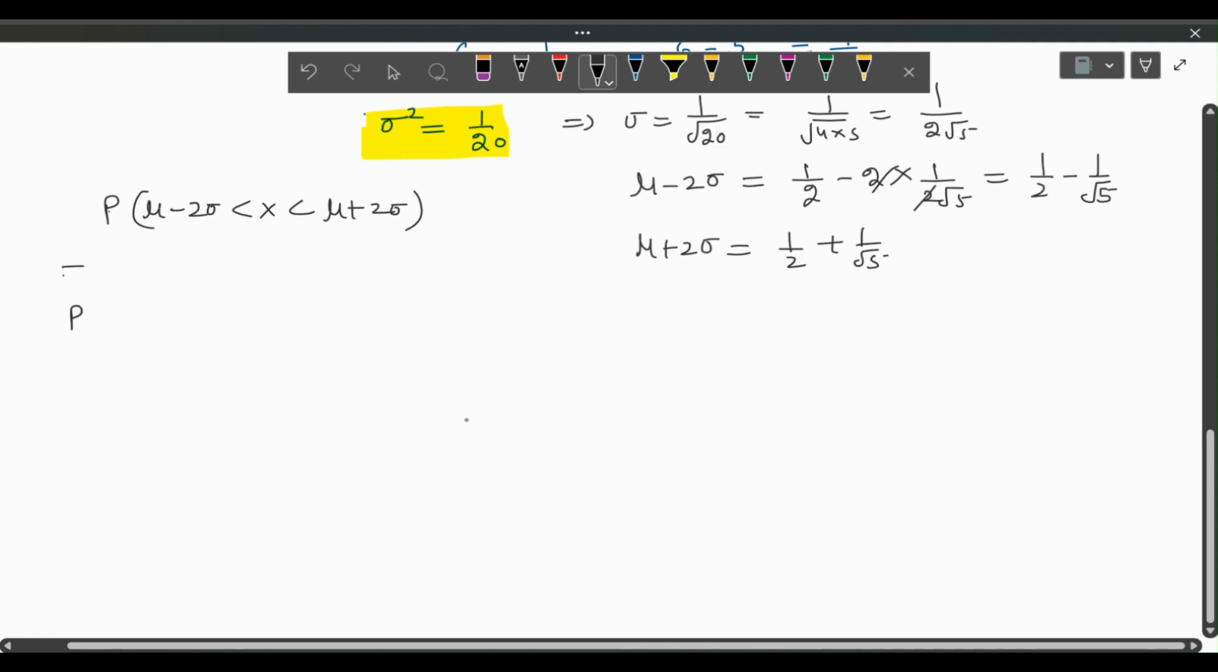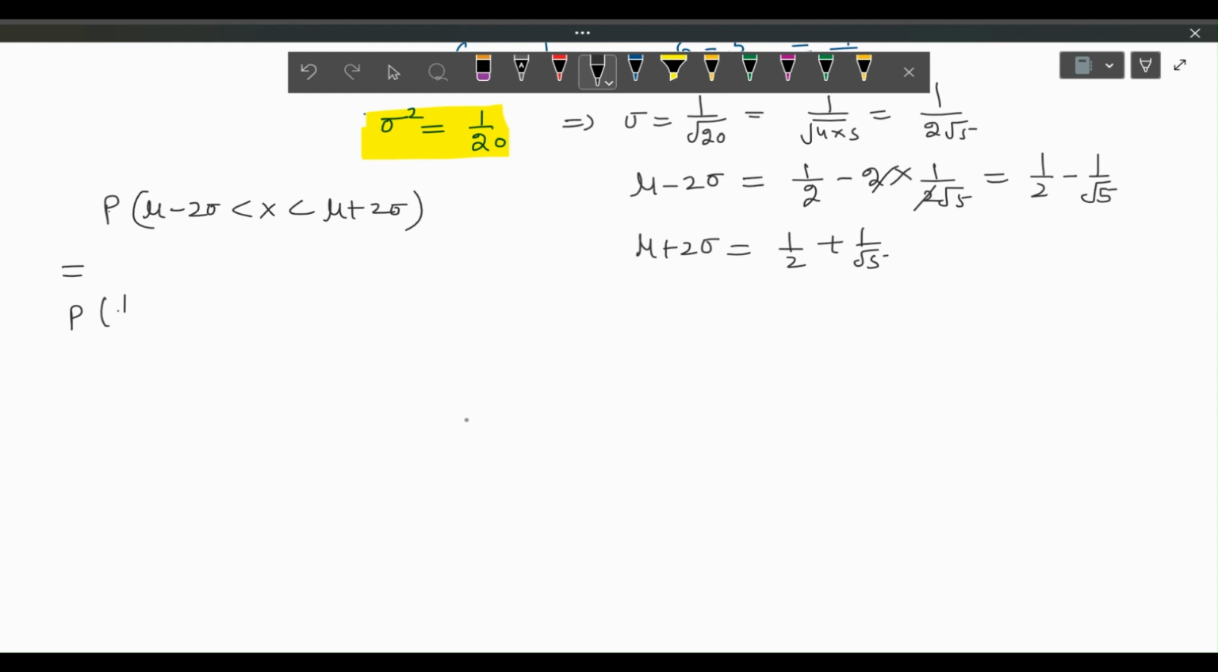So this will become 1 by 2 minus 1 by root 5 to 1 by 2 plus 1 by root 5. We have to integrate in this interval. So the probability that x lies in this interval will be the integral from 1 by 2 minus 1 by root 5 to 1 by 2 plus 1 by root 5 of f(x) dx.